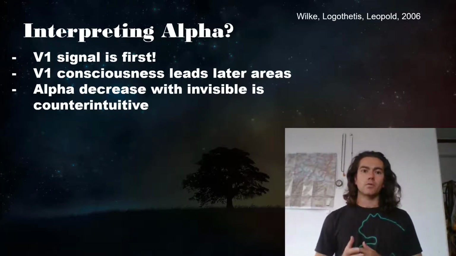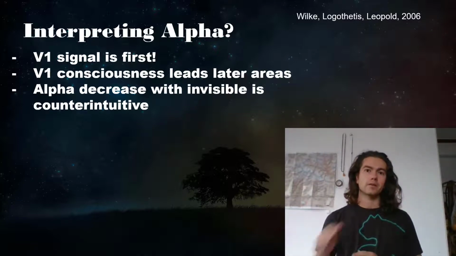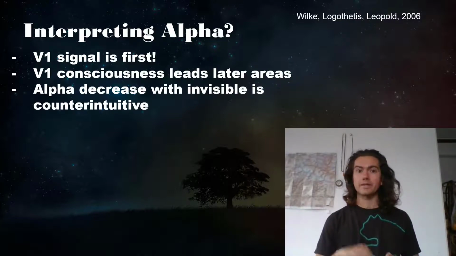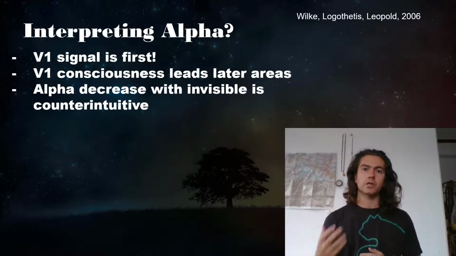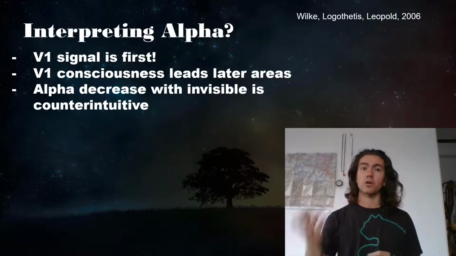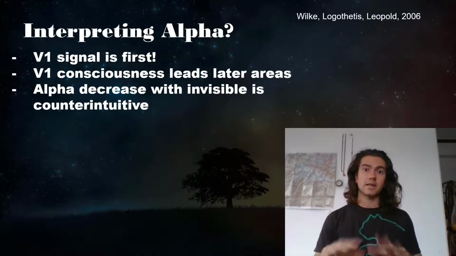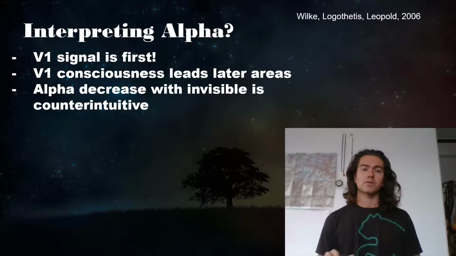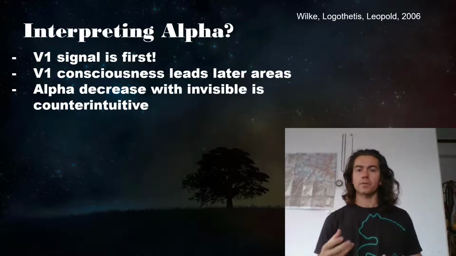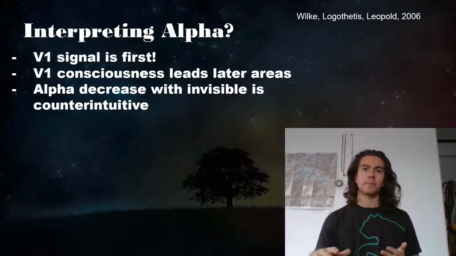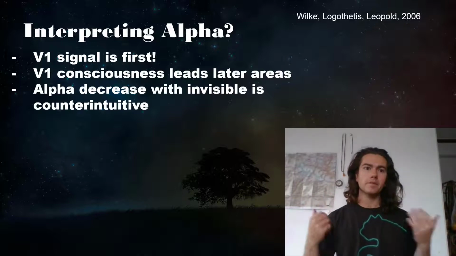So the alpha decrease with invisible is kind of counterintuitive. In some previous videos, we've talked about the alpha rhythm a little bit. Now keep in mind, here we're measuring the alpha rhythm from inside the head. That is a little bit different from measuring the alpha rhythm outside the head. But still, if we think about the general intuition of the alpha rhythm as being kind of a default state, a state of non-processing, especially associated with closing the eyes and not seeing any kind of visual stimulus, then it seems kind of strange that when something goes invisible, the alpha rhythm would drop. If the alpha rhythm is associated with a lack of visual processing, then something becoming invisible should be associated with an increase in alpha. So what's going on?